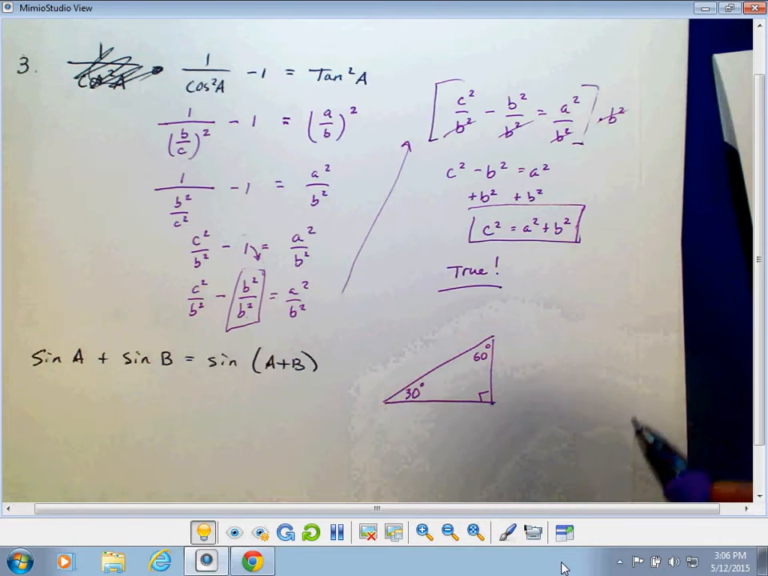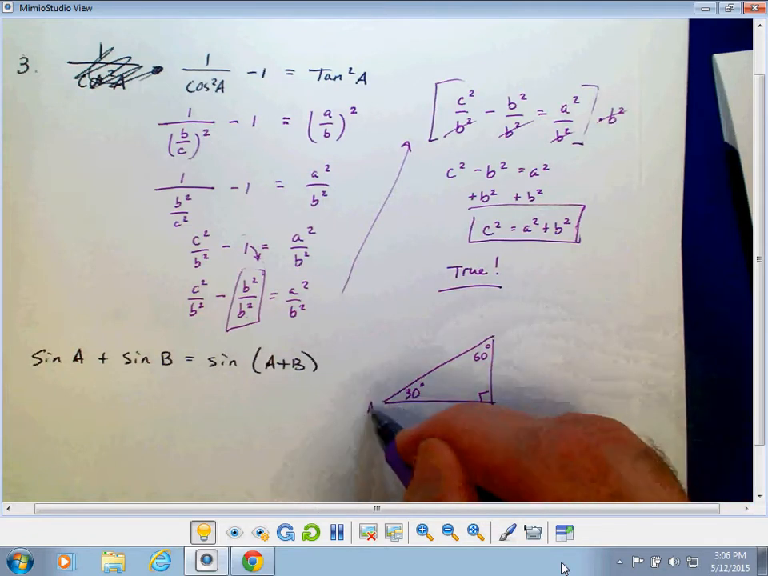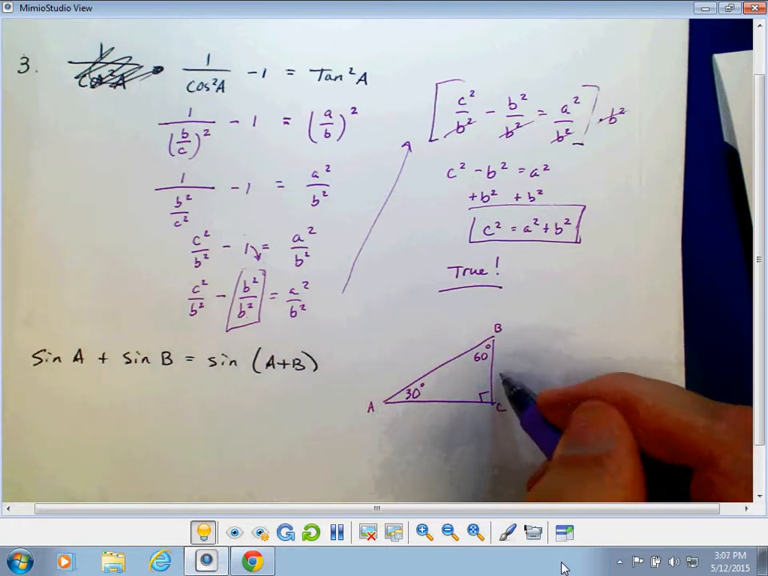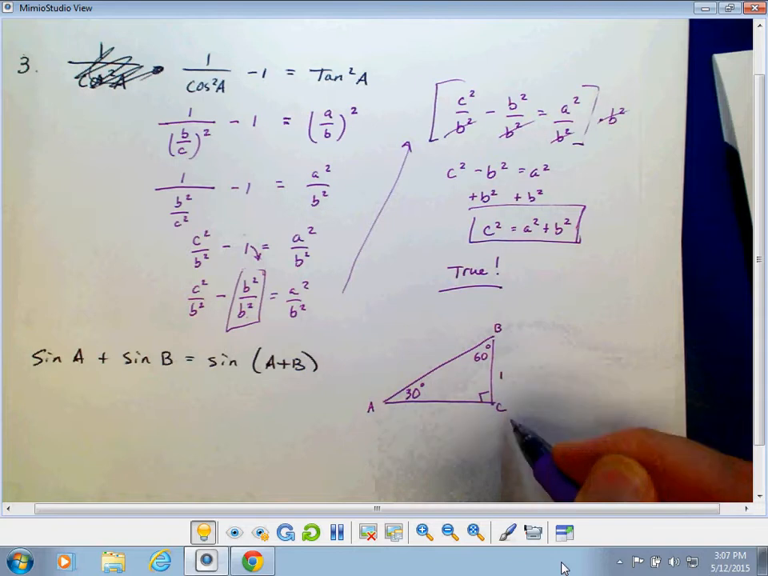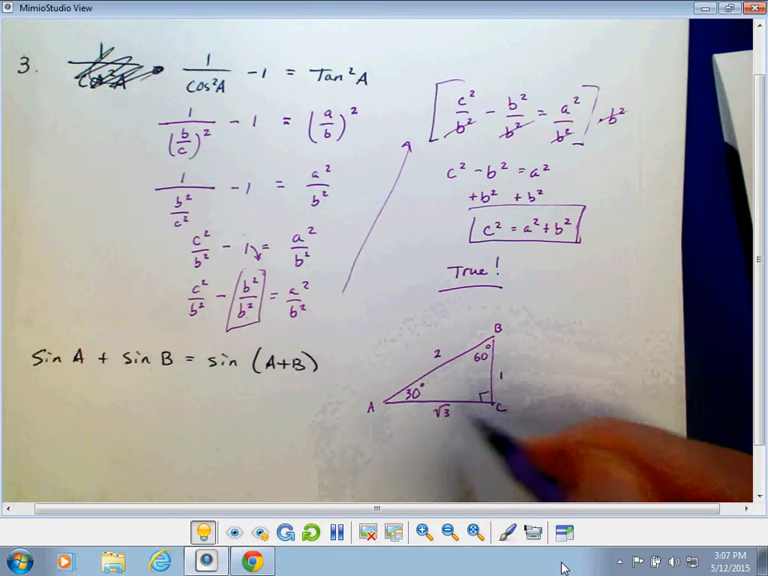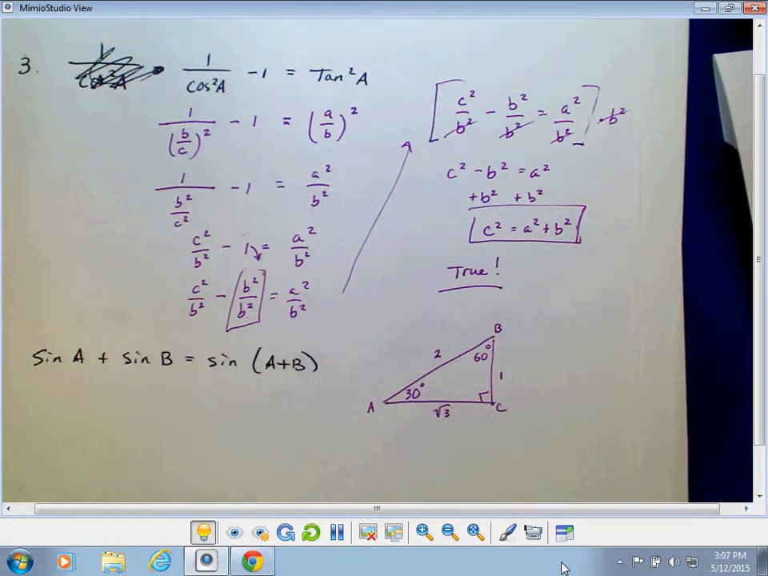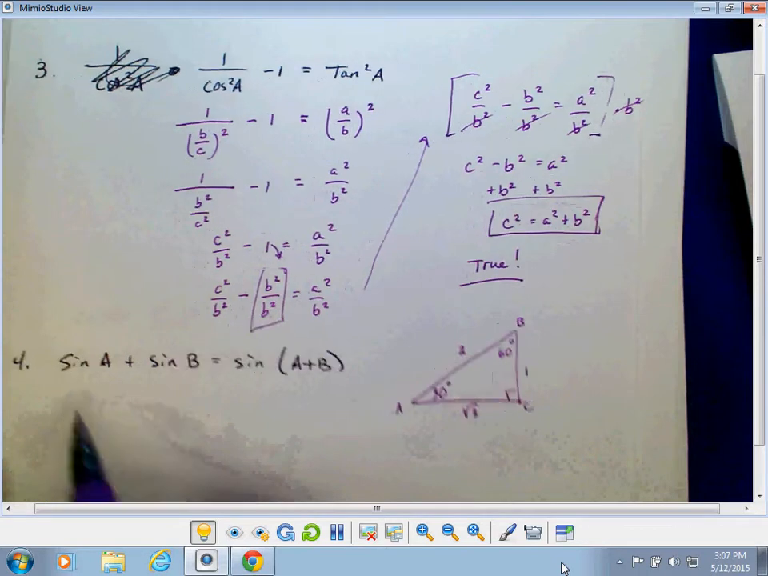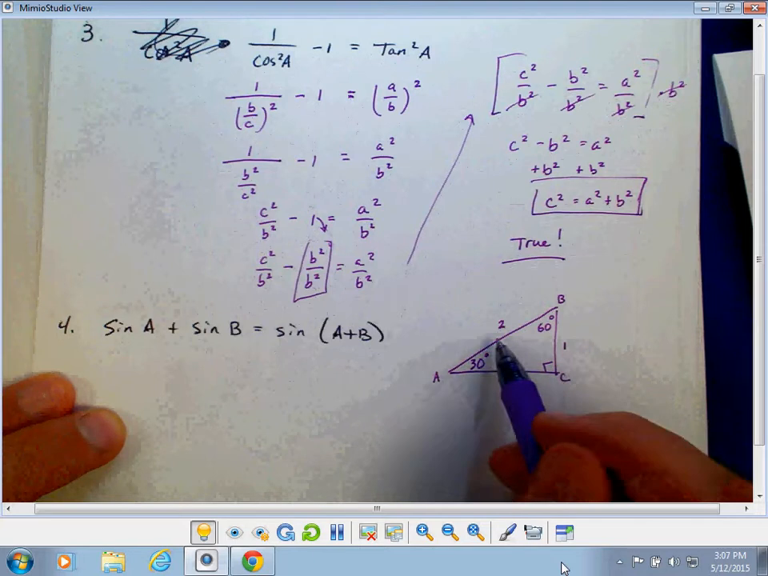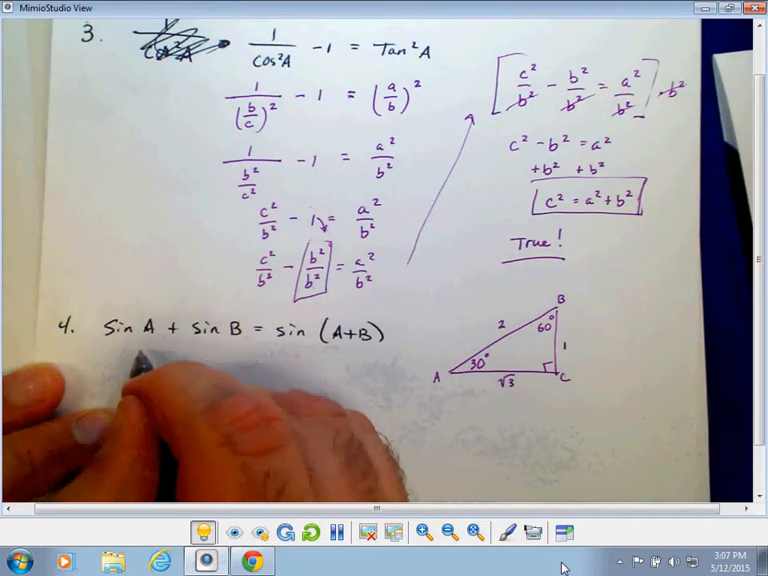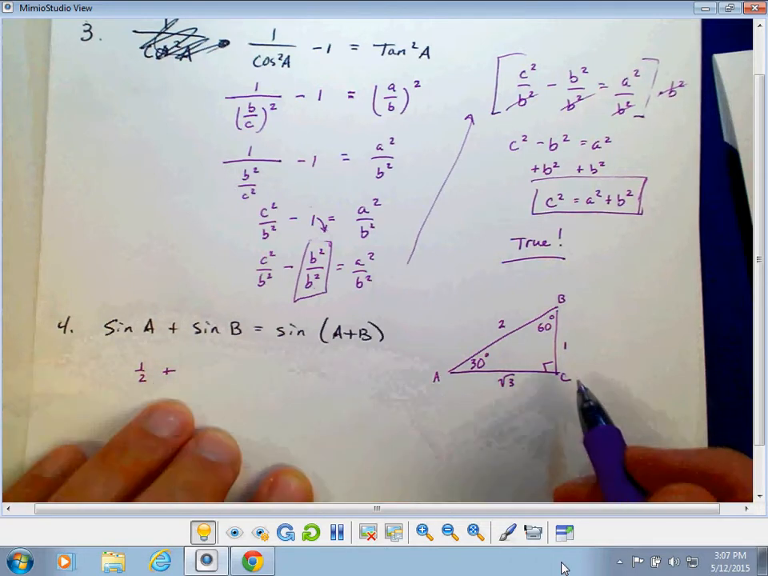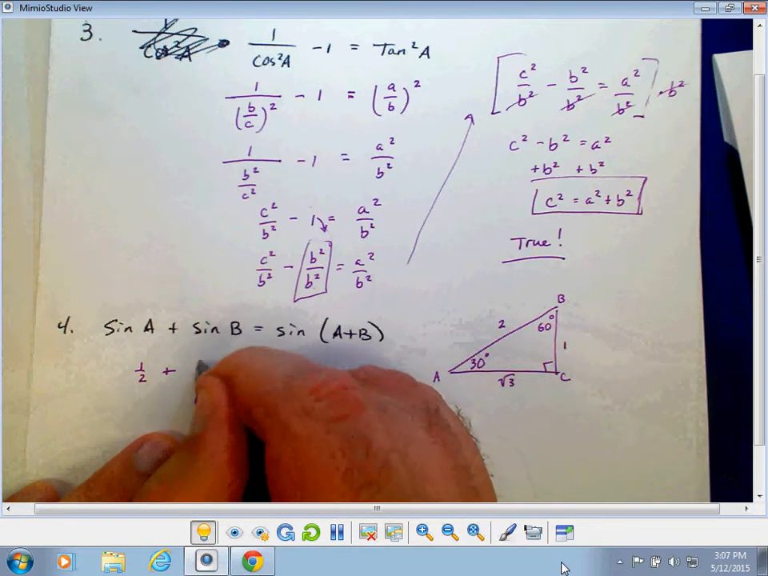And 30, 60, 90 triangles have a pattern to them. Again, we'll call this A, B, and C. The pattern is that if the side opposite of 30 is 1, the hypotenuse will be 2, and the side opposite of 60 will be square root of 3. So here's what I'm going to do. I'm going to say the sine of A. Sine of A would be opposite over hypotenuse, 1 over 2. And the sine of B would be opposite over hypotenuse, square root of 3 over 2.